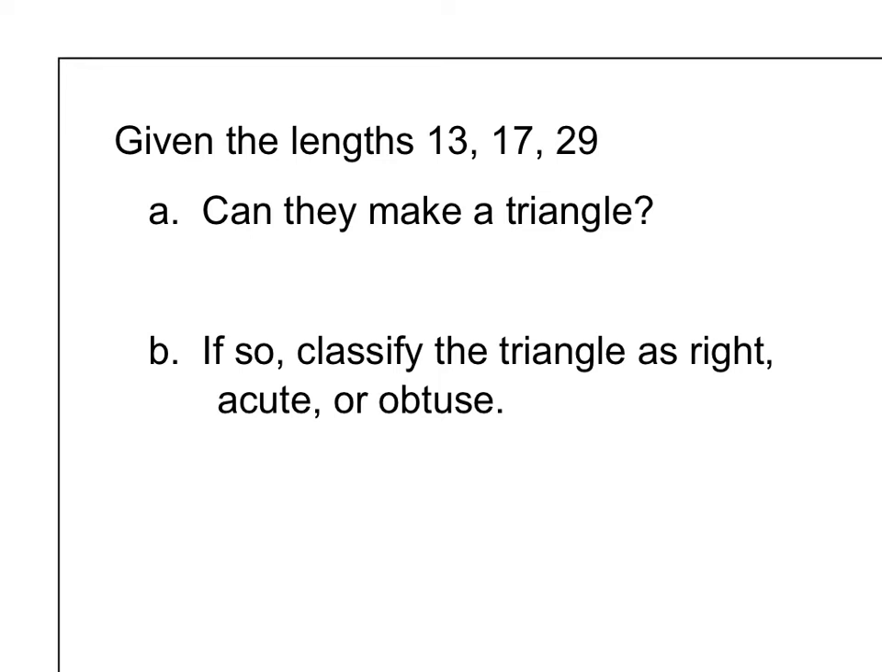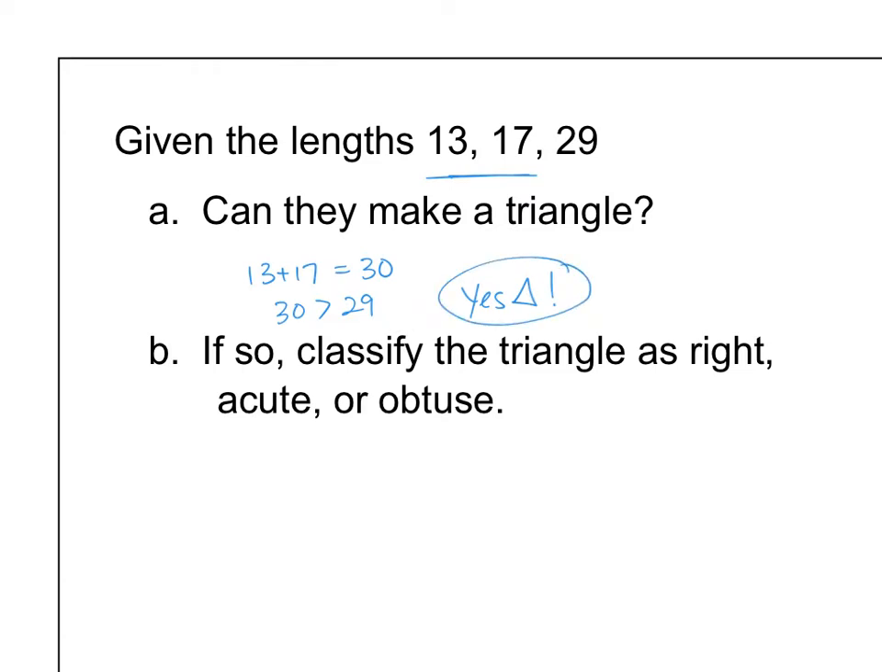Can you make a triangle with side lengths 13, 17, and 29? What you do is you take the two smaller sides and add them together, and 13 plus 17 equals 30. They have to be greater than the third number. 30 is greater than 29, so yes, you can make a triangle.